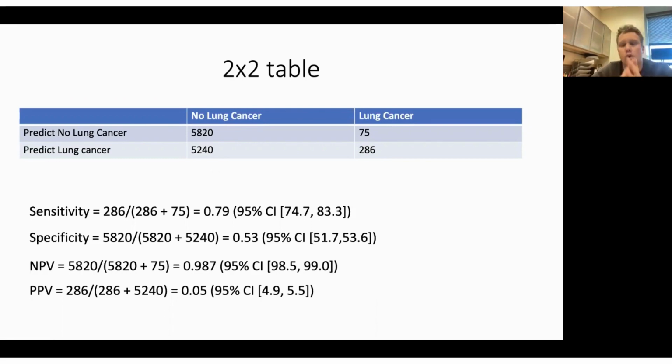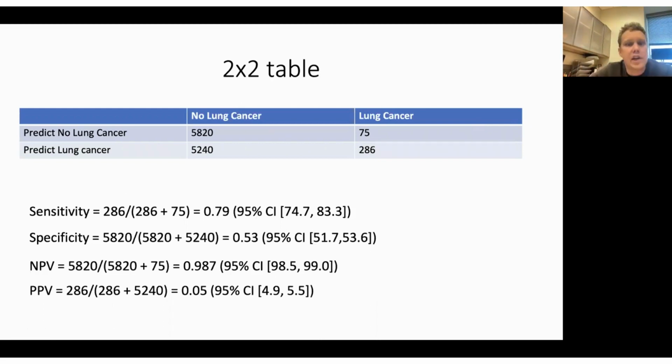Now looking at sensitivity. Sensitivity is conditional on the group of people who have lung cancer: how many of them were actually predicted to have lung cancer. So the denominator would be 286 plus 75, and the numerator would be 286, giving us a sensitivity of 79%.